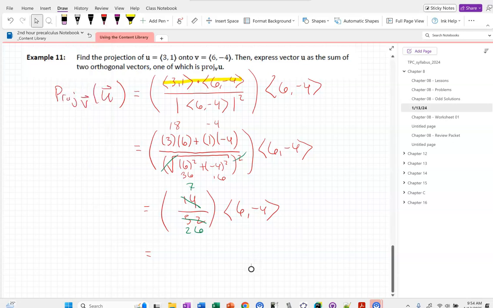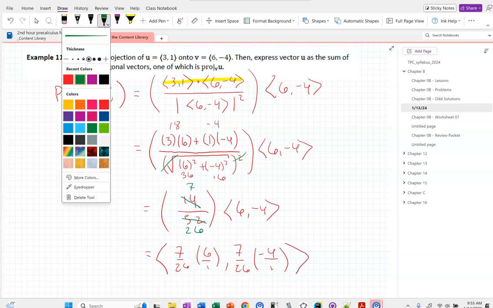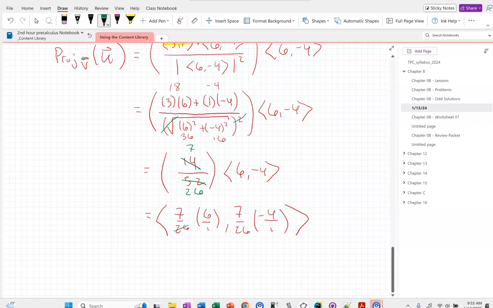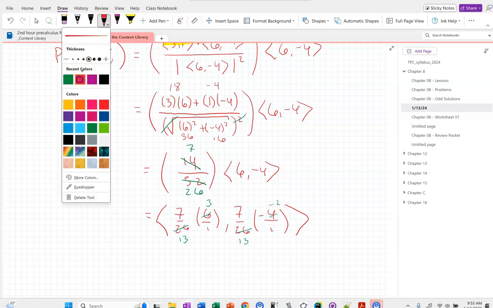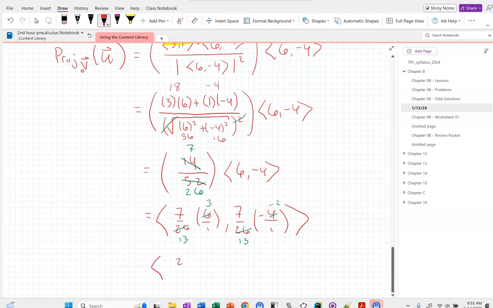So now go ahead and do the scalar multiplication. I'm going to have 7 over 26 times 6 over 1, and then 7 over 26 times negative 4 over 1. Again, I noticed that I can do some reducing here. So that's going to give me 21 over 13, and then negative 14 over 13.